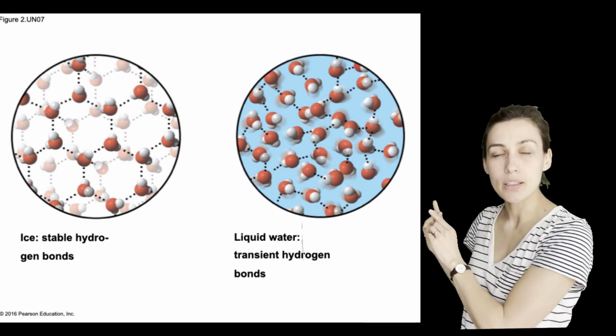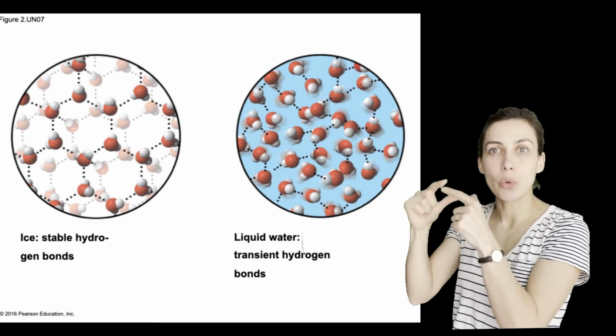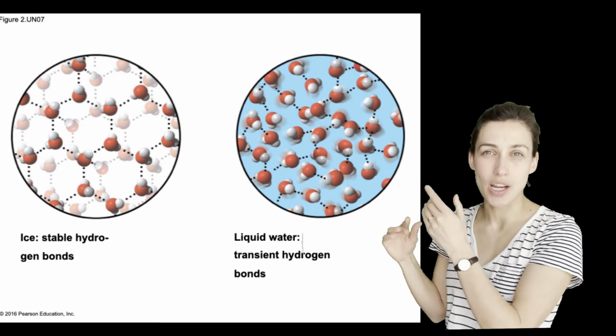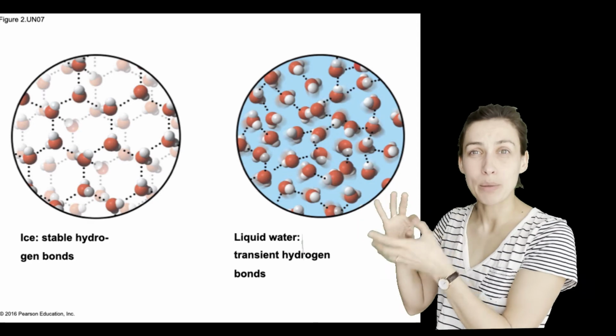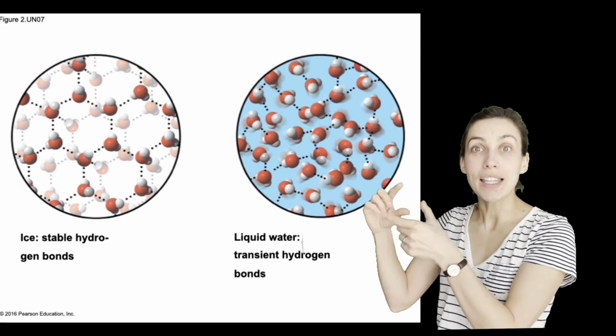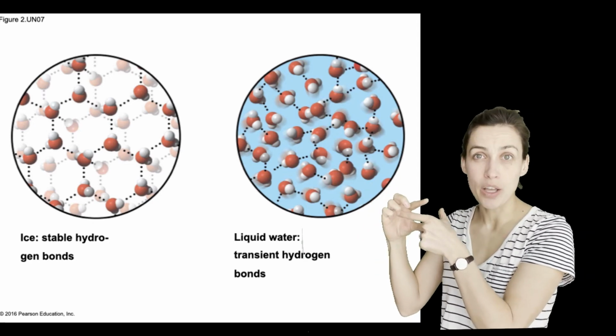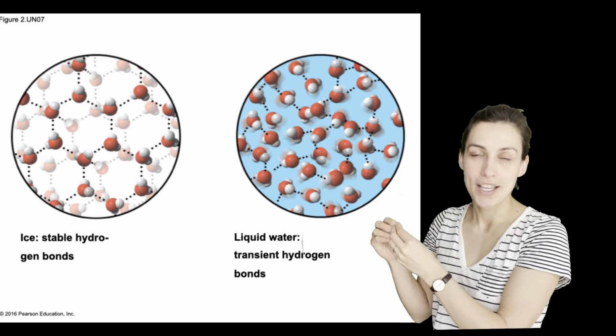Whereas in a liquid, they're constantly switching partners and exchanging their positions, and the hydrogen bonds are breaking and reforming and breaking and reforming constantly, allowing the molecules to get closer to one another and therefore become more dense.